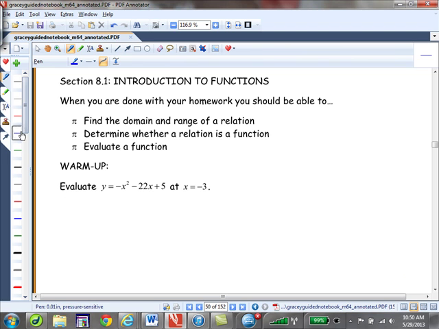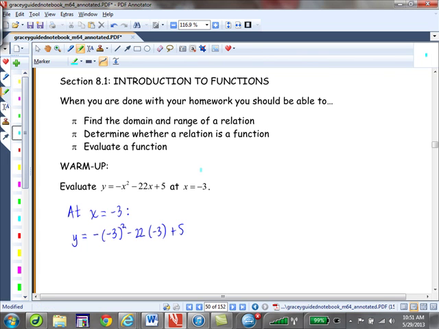At x equals negative 3, we have y equals the opposite of negative 3 squared minus 22 times negative 3 plus 5. So all we've done is we've been given this value of x equal to negative 3. So anytime we saw an x in the equation, we placed a negative 3. And it gets a little tricky here with all the negative signs in the problem. So let's see how you did.